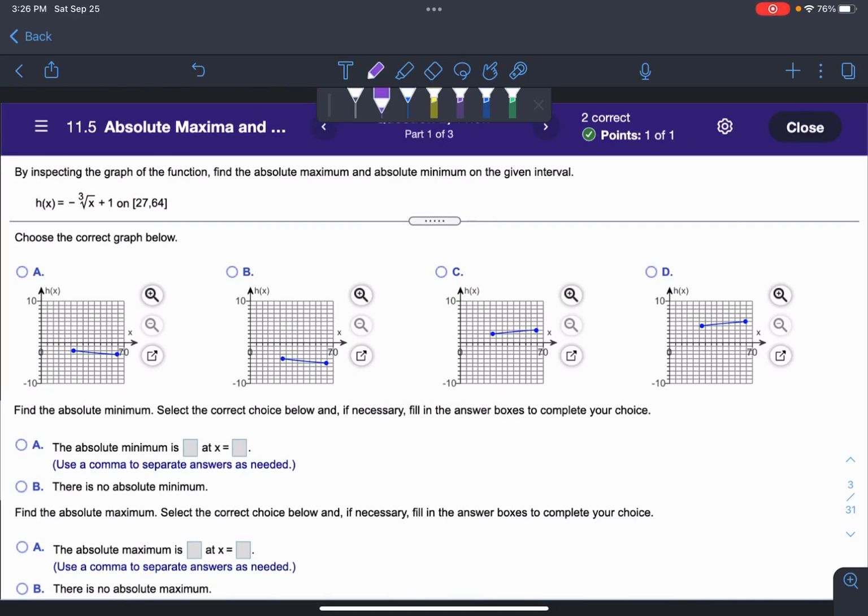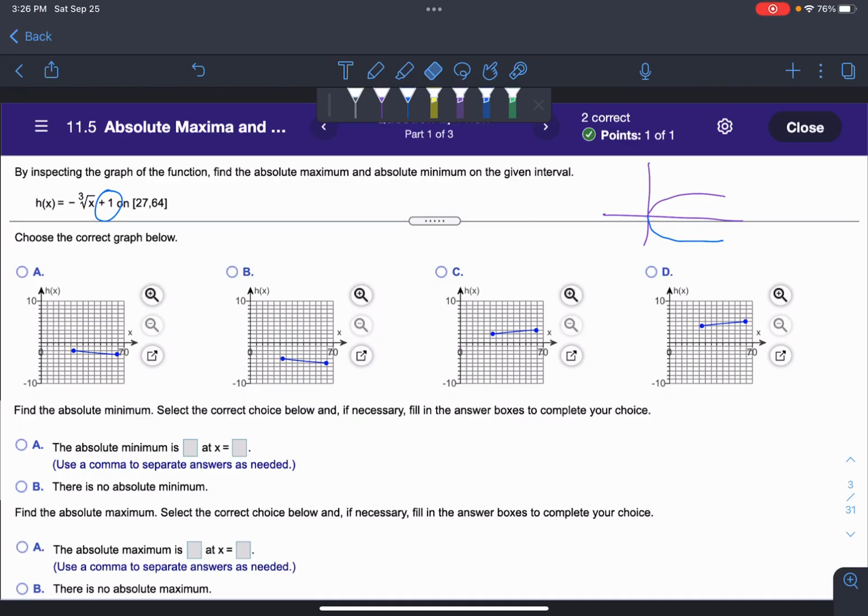Let's look at another example. We have h of x is the negative cube root of x, plus 1, and this is our closed interval. A little more difficult, but we know that a root function, a cube root, square root, kind of looks like this. And then that negative in front means I need to flip it over the x-axis. And then this +1 all the way at the end means that I shift it up.